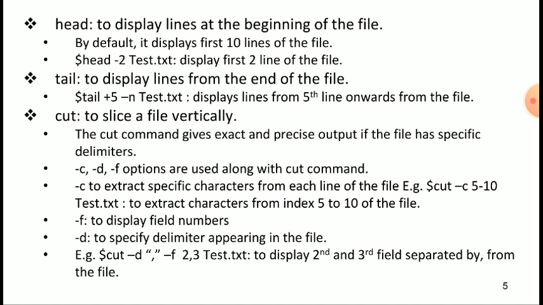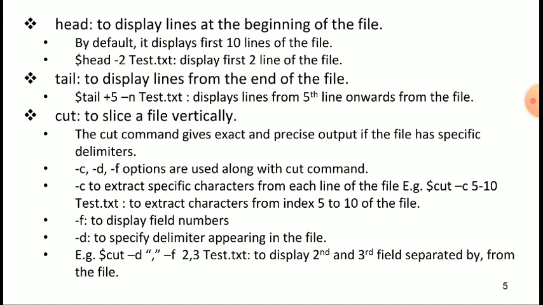Tail command, to display lines from the end of the file. The command is tail +5 -n, that means number of lines, and the file name is test.txt, that means to display lines from the 5th line onwards from the file. So that is the tail command.